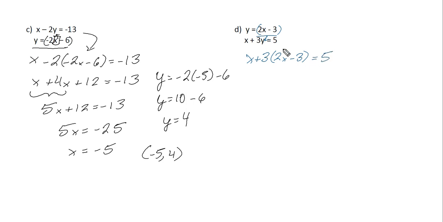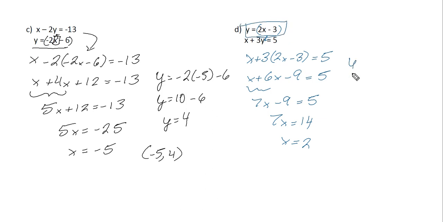Now we're going to simplify, so let's distribute. We get x plus 6x minus 9 equals 5. Combine those like terms. Add 9. Divide by 7. We get x equals 2. Now with that 2, we're going to plug it in right here. So y equals 2 times 2 minus 3. All right, so that would be just 4 minus 3, or 1. So our solution there is the point 2 comma 1.